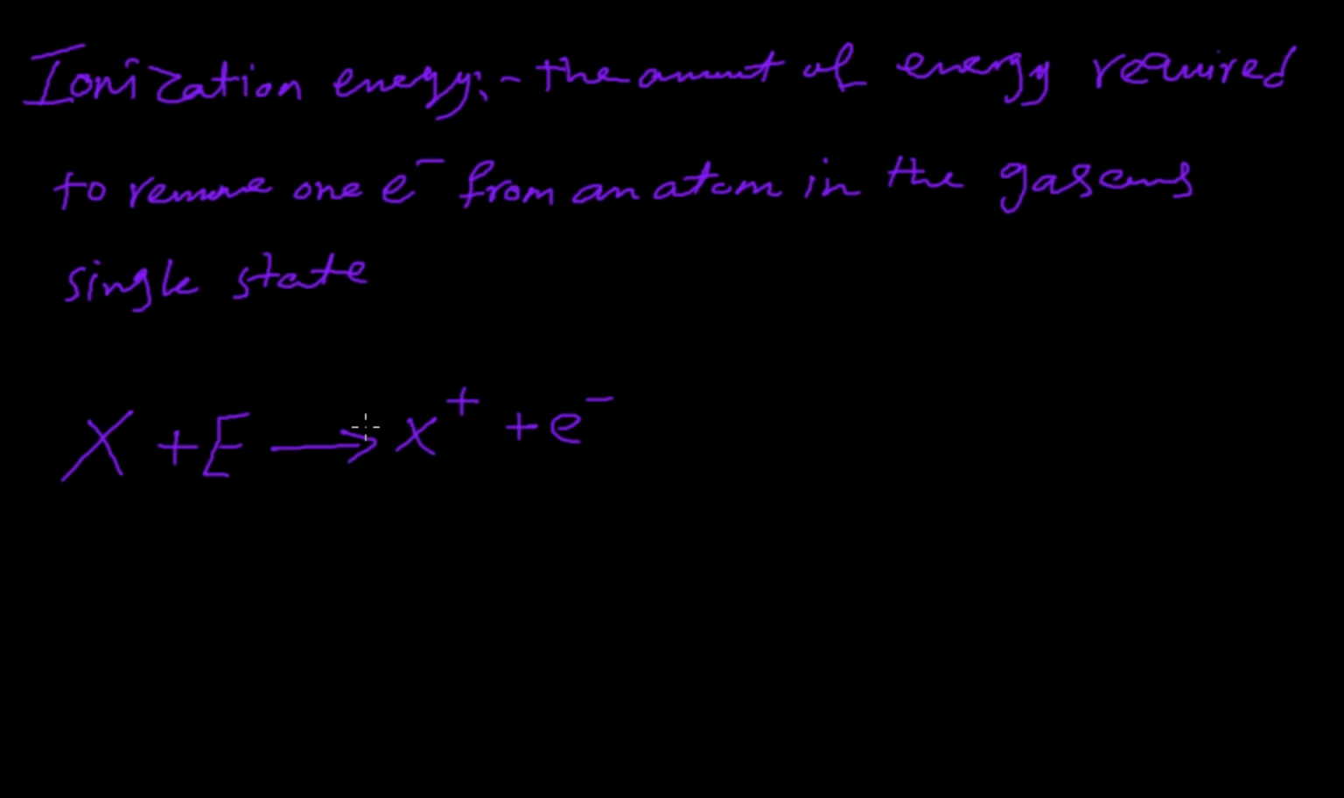So we get the corresponding cation from the atom by applying some energy to remove one electron and to get the cation, or the positive ion, of this atom. And this ionization energy is called the first ionization potential, or first ionization energy.